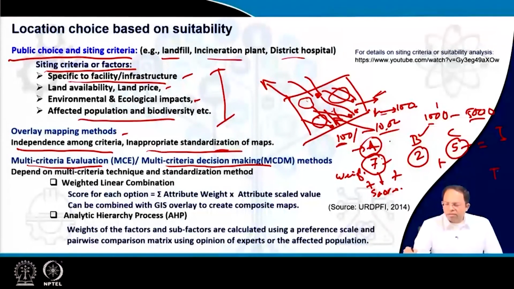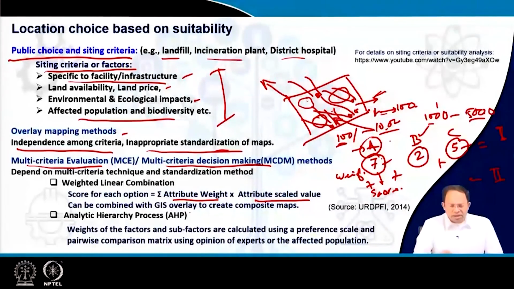Then for alternative 1, or then alternative 2, I can get similarly another score, and it goes on like that. So we will choose the one which has got the highest score, right? Or the lowest score, as per how you frame the criteria, right? So the score for each option is a summation of attribute weight into attribute scaled value. So this is criteria weight and criteria scale value, and they can be combined.